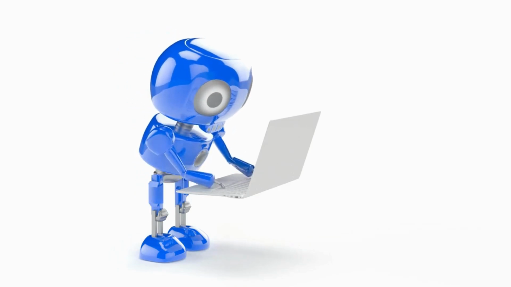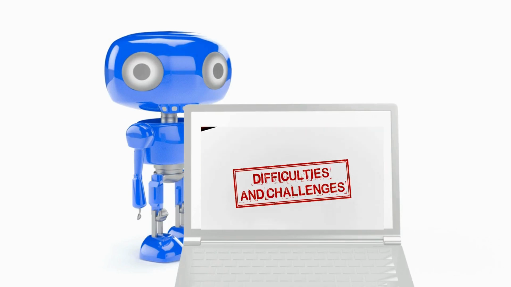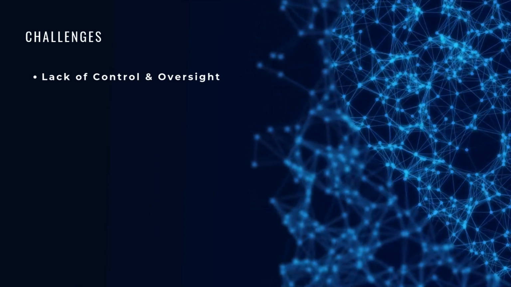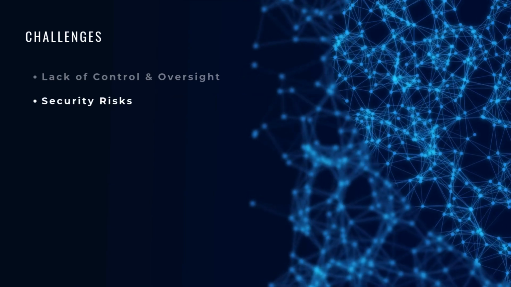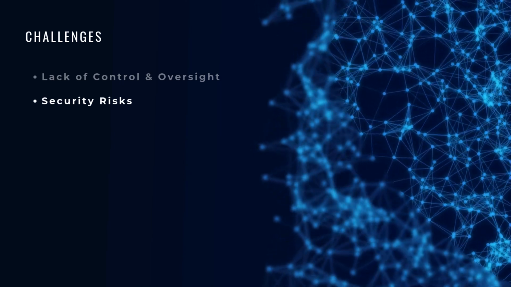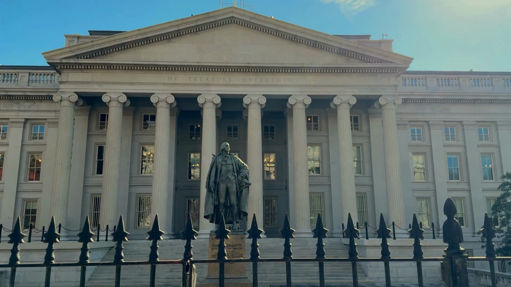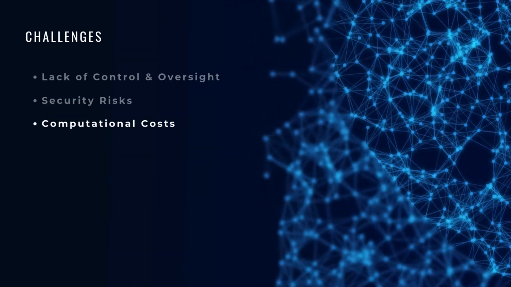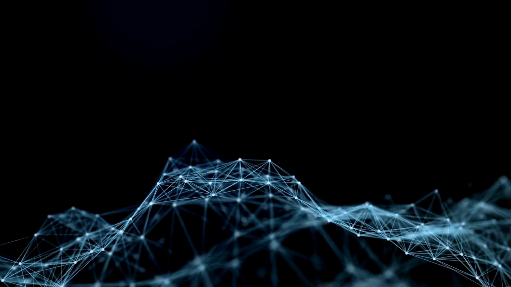AI agents are no different from any technology, and they come with their own challenges. One is lack of control and oversight. We can always keep a human in the loop for supervision and apply AI guardrails to control it. Second challenge is the security risk that comes with autonomous decision making. As a solution, we can implement high-quality AI governance and ethical constraints. Third challenge is computational cost. The solution could be optimized AI models for efficiency and lower costs.